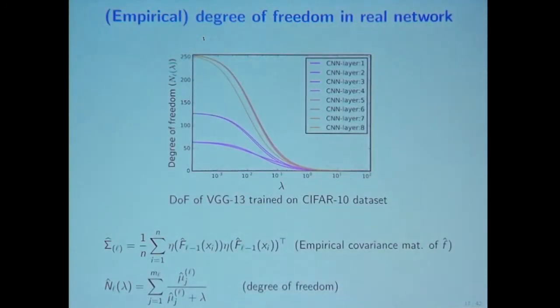So this is the degree of freedom in real networks. We consider VGG13 trained on the CIFAR-10 dataset. The vertical axis is lambda, and the horizontal axis is the degree of freedom. You see that even for small lambdas, the degree of freedom is not so large. This means that the increase in the effective dimensionality of the network is not so large.